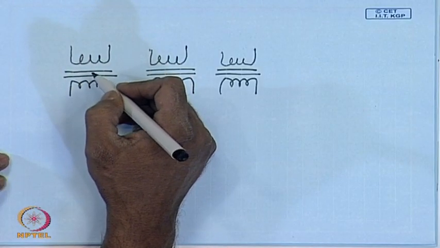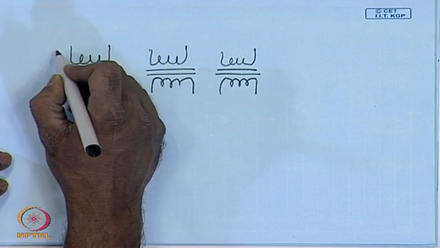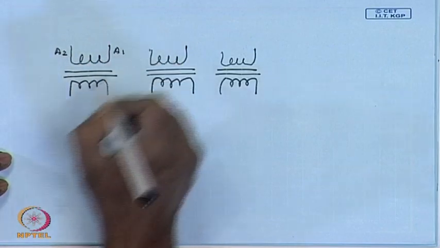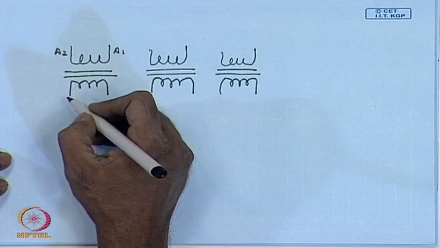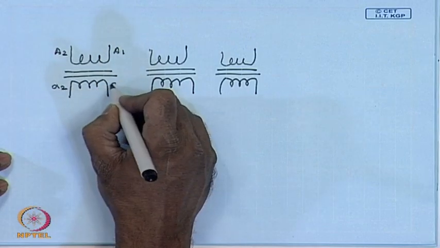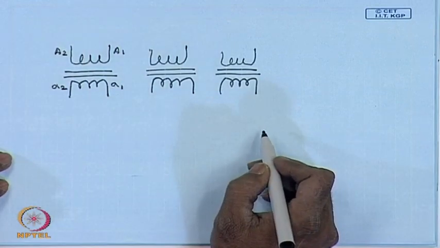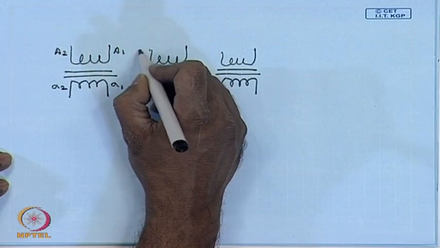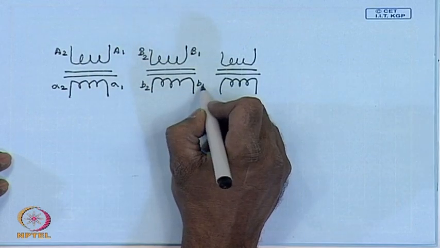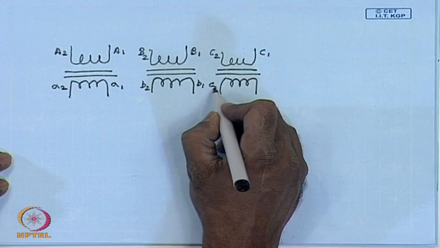The HV and LV windings of a particular phase are marked with the same letters. For example, this is called A2, this is A1. Then the same instantaneous polarity terminals on the LV side will be called a2, a1. Capital letters stand for HV winding, small letters stand for LV winding. Similarly, this will be B2, B1, b2, b1, C2, C1, small c2, small c1.